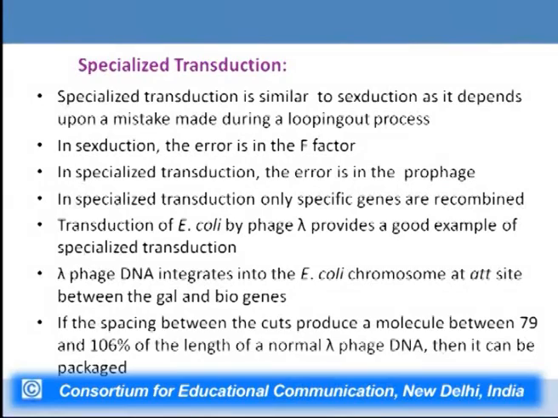Lambda phage DNA integrates into the E. coli chromosome at the att site between the gal and bio genes, the galactose and biotin metabolizing genes, which are present on the E. coli chromosome. They have in between them the att site wherein the lambda phage can get integrated. Now, if the spacing between the cuts produces a molecule between 79 and 106% of the length of the normal lambda phage DNA, then it can be packaged.